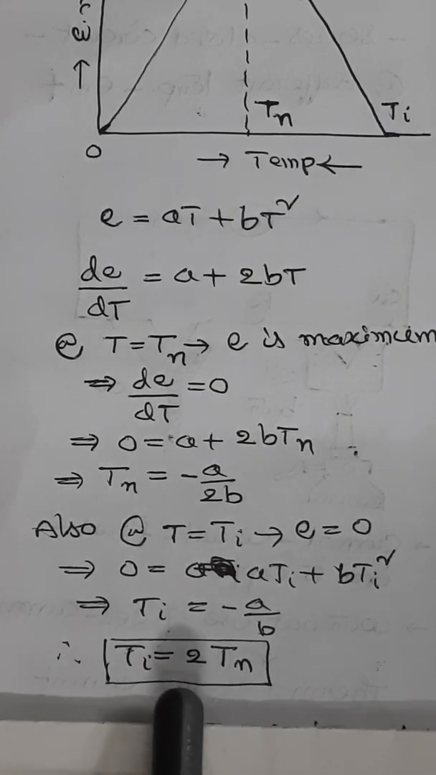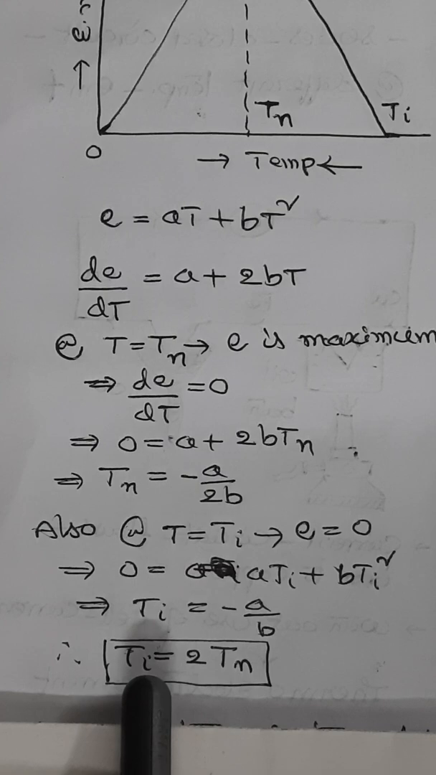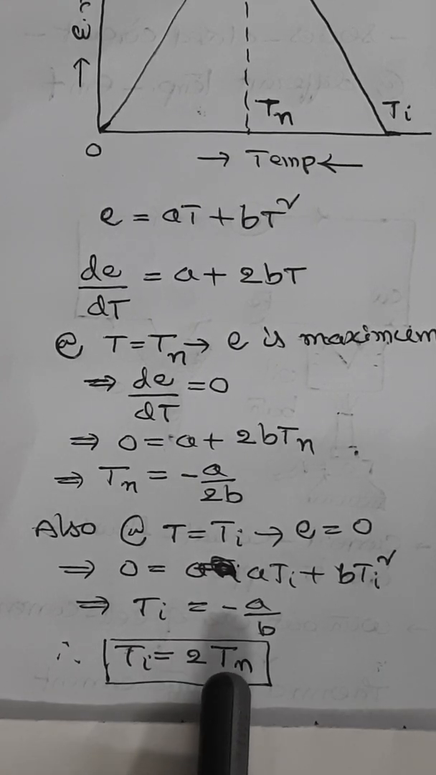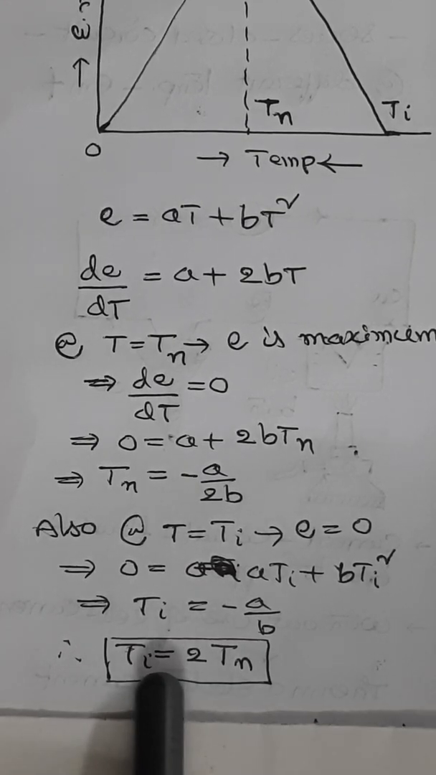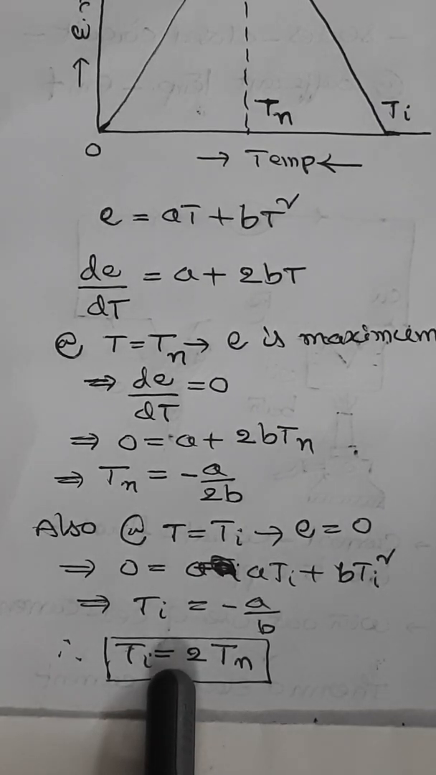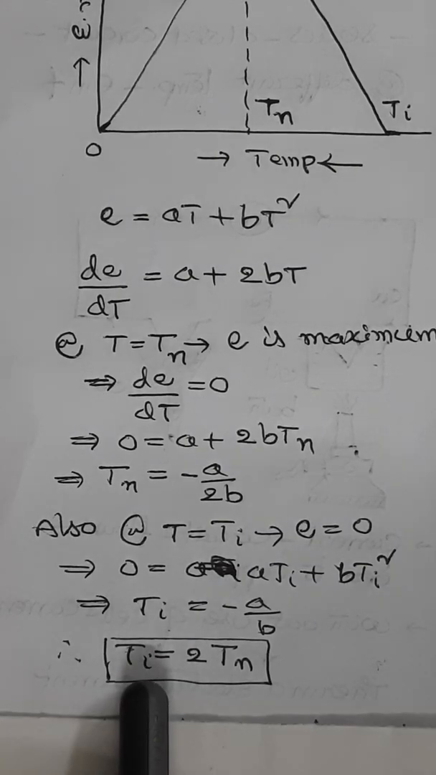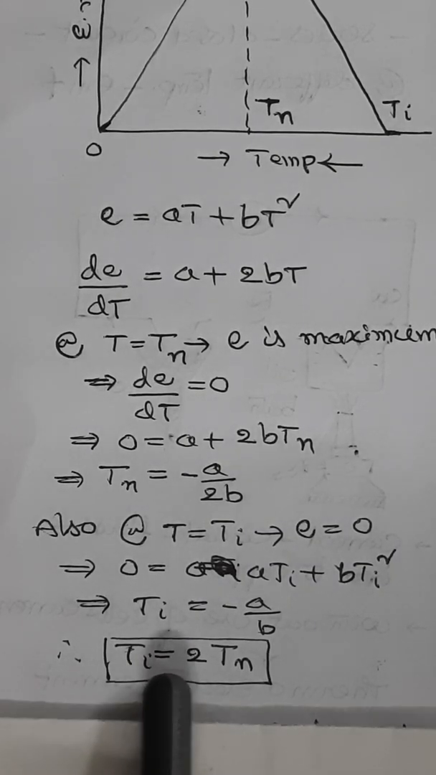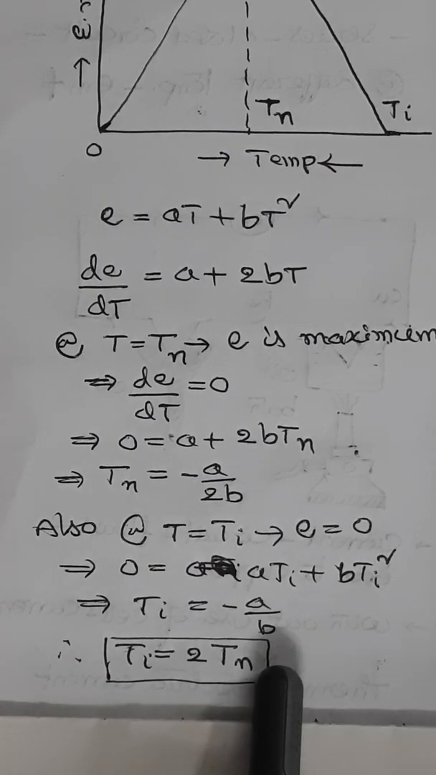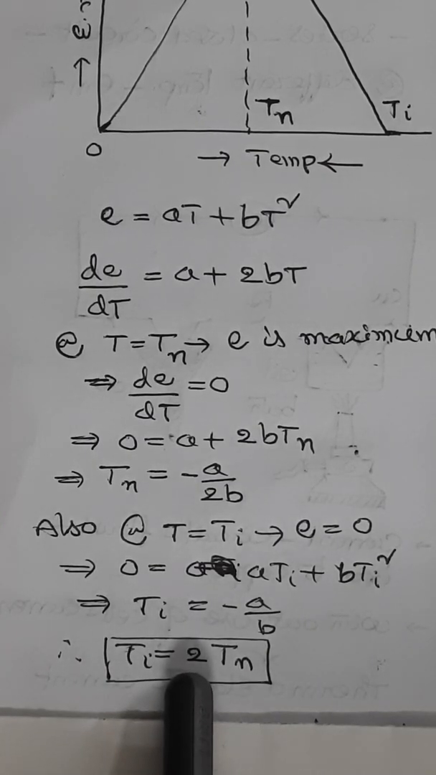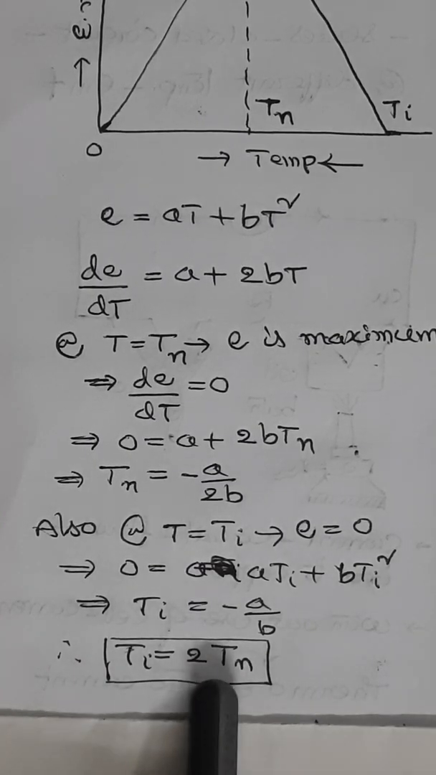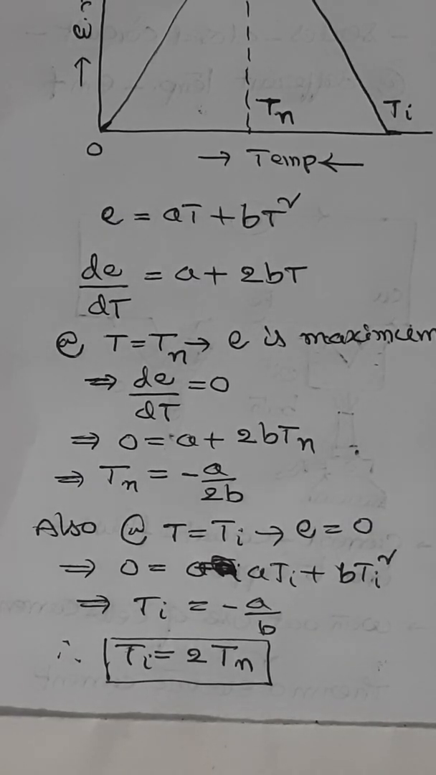That is, the inversion temperature is as much above the neutral temperature as the temperature of the cold junction, which is kept at 0 degrees centigrade, is below it. Therefore, Ti is not a constant for a given thermocouple, but depends on the temperature of the cold junction. This is what we need to understand.